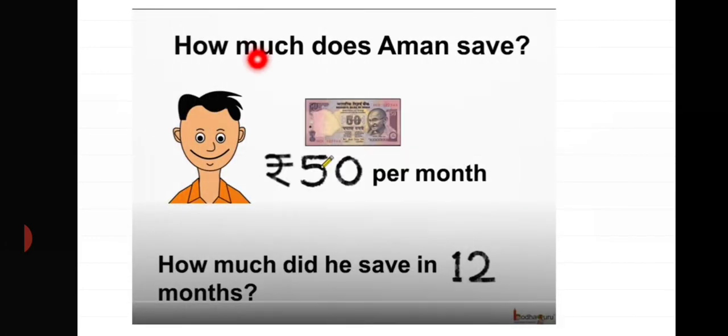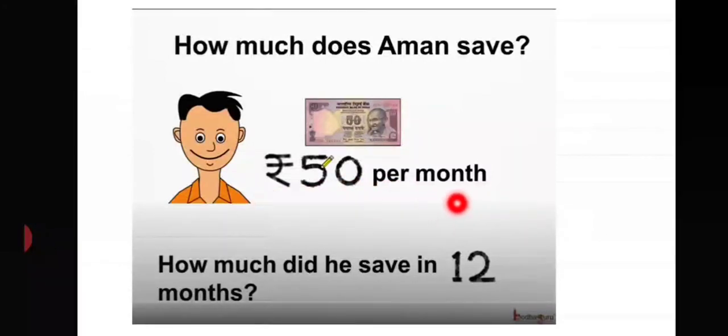So let's see a story sum. How much does Aman save if he saves rupees 50 per month? The question says that this boy saves rupees 50 every month. Per month means every month. So how much will he save for 12 months, that is 1 year. 1 year consists of 12 months. So we have to find how much he saves for 1 year. We know that each month he saves rupees 50. So to find for 1 year, we have to multiply 50 with 12.